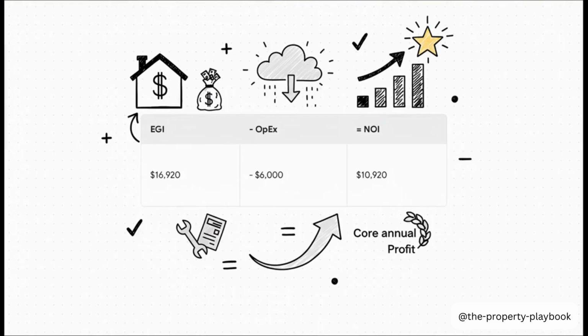And the calculation is really simple. You just take our realistic income, that EGI of $16,920, and you subtract all our operating expenses of $6,000. That gives us a net operating income of $10,920. This number, right here, is the property's core annual profit.